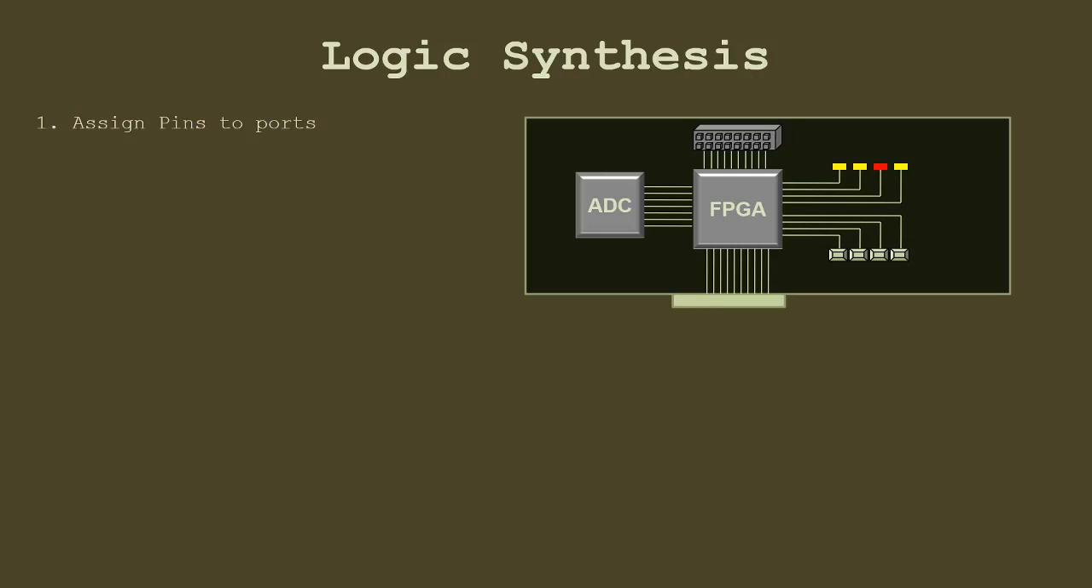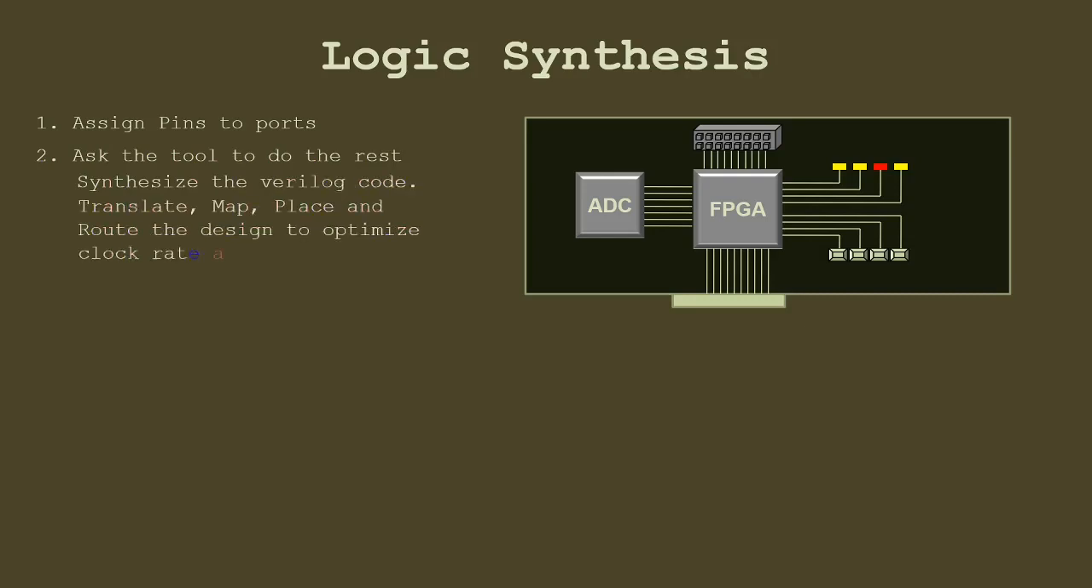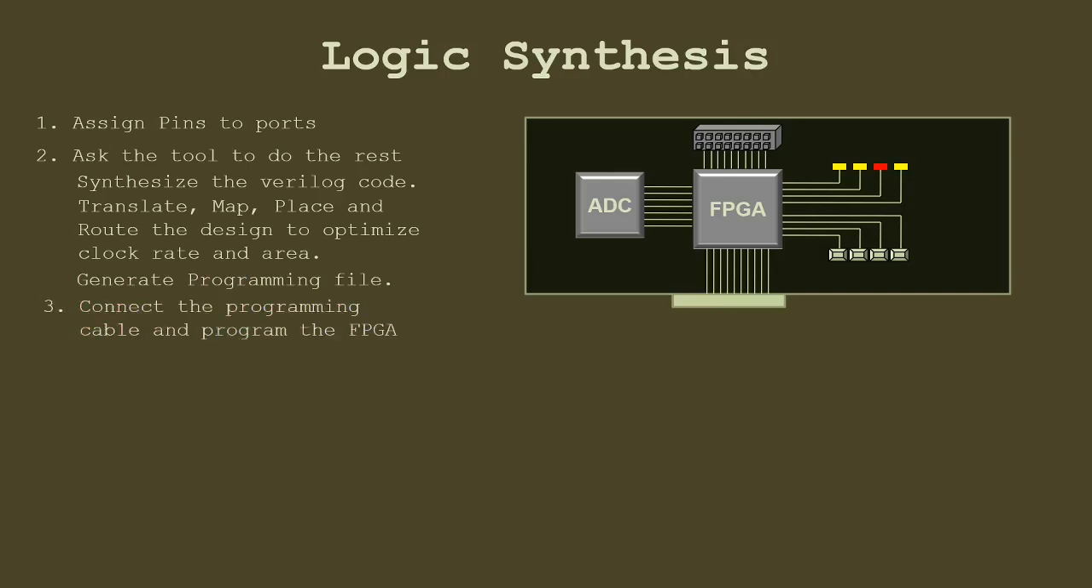So basically, what we want to do is assign pins to ports and ask the tool to do the rest. The tool then synthesizes the Verilog code, translates it, maps it, and places and routes it. All of that is done automatically, and it can optimize for clock and area. We can change a few settings for that, and then we generate a programming file, and that file is actually programmed onto the FPGA. After that, we just connect the programming cable to the FPGA and try it out. So that's the main thing.